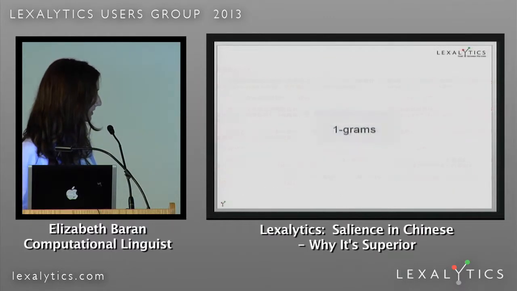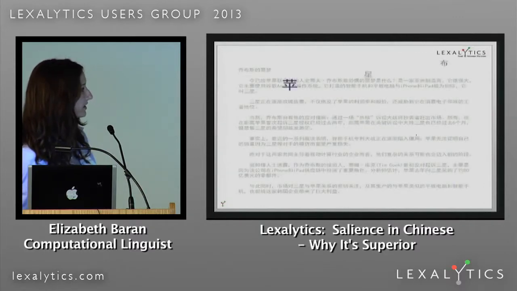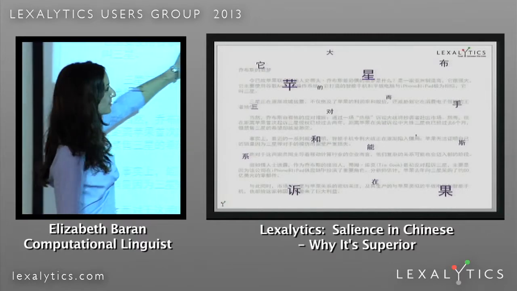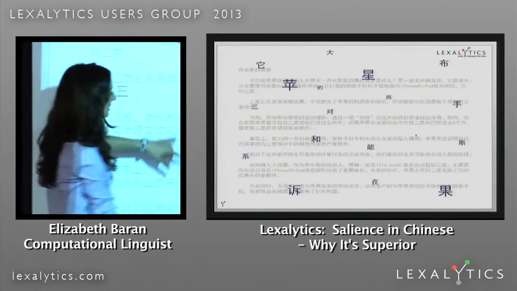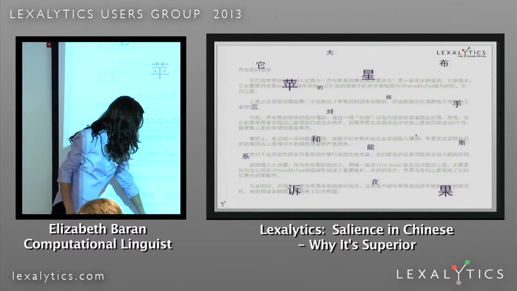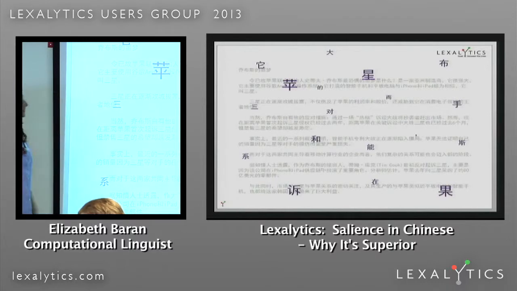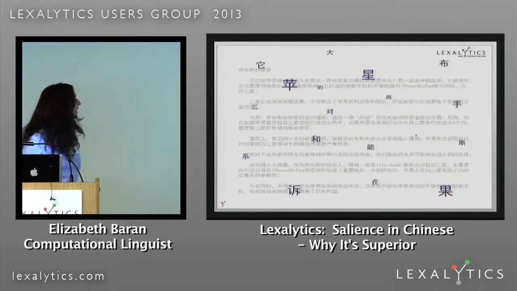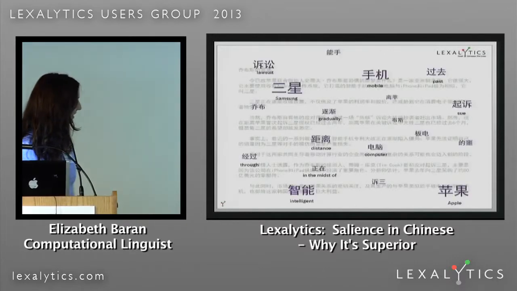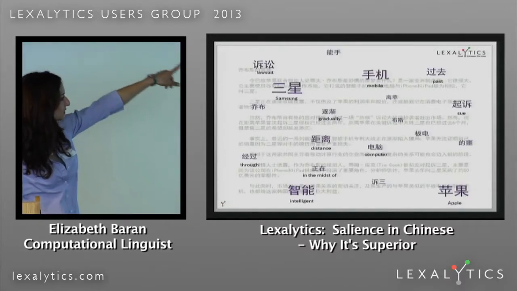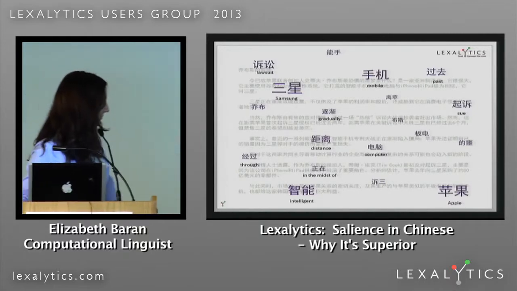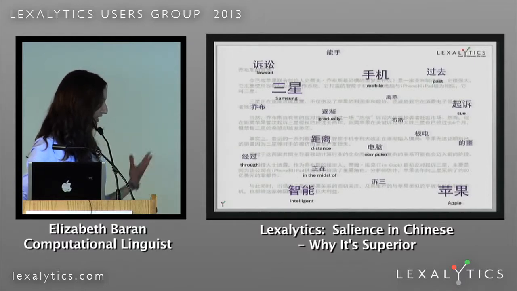And then 1-grams. So what's different here from the last one? Look, this is ping, which is part of the word for Apple, and xing, which is part of the word for Samsung. This is a character that's part of the word for sue, like to sue someone. We have 2-grams. Okay, we're getting a better idea. So we have Samsung, mobile, lawsuit, distance, computer, Apple, intelligent, as in usually AI intelligence.